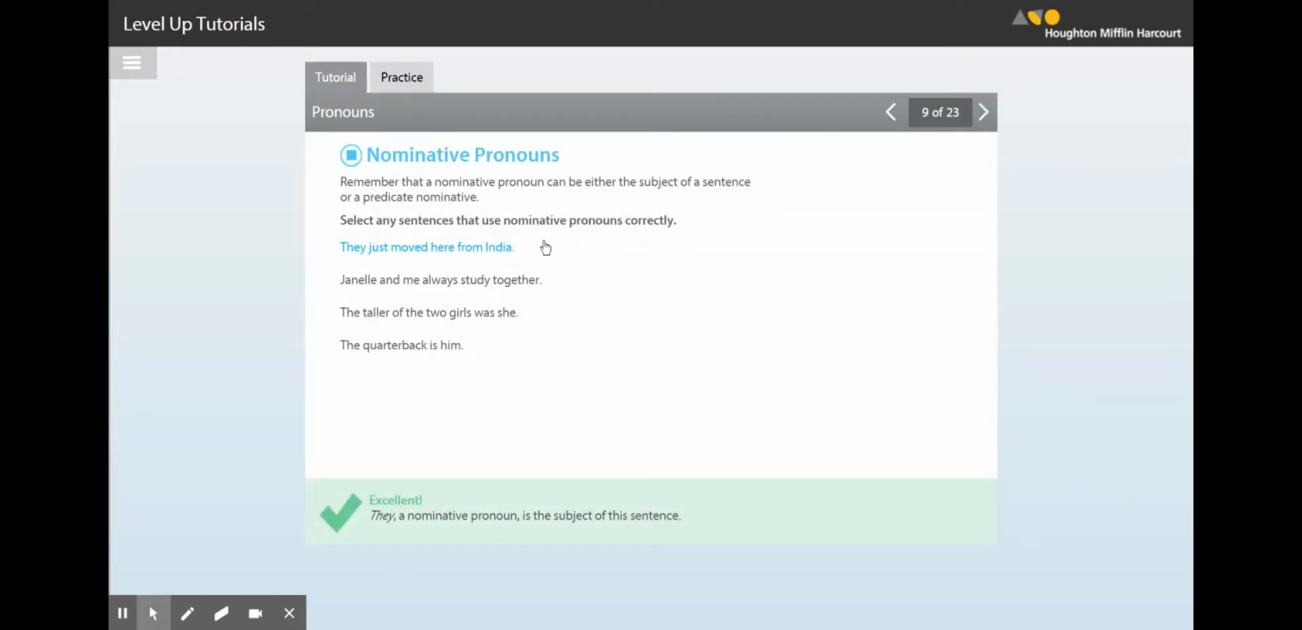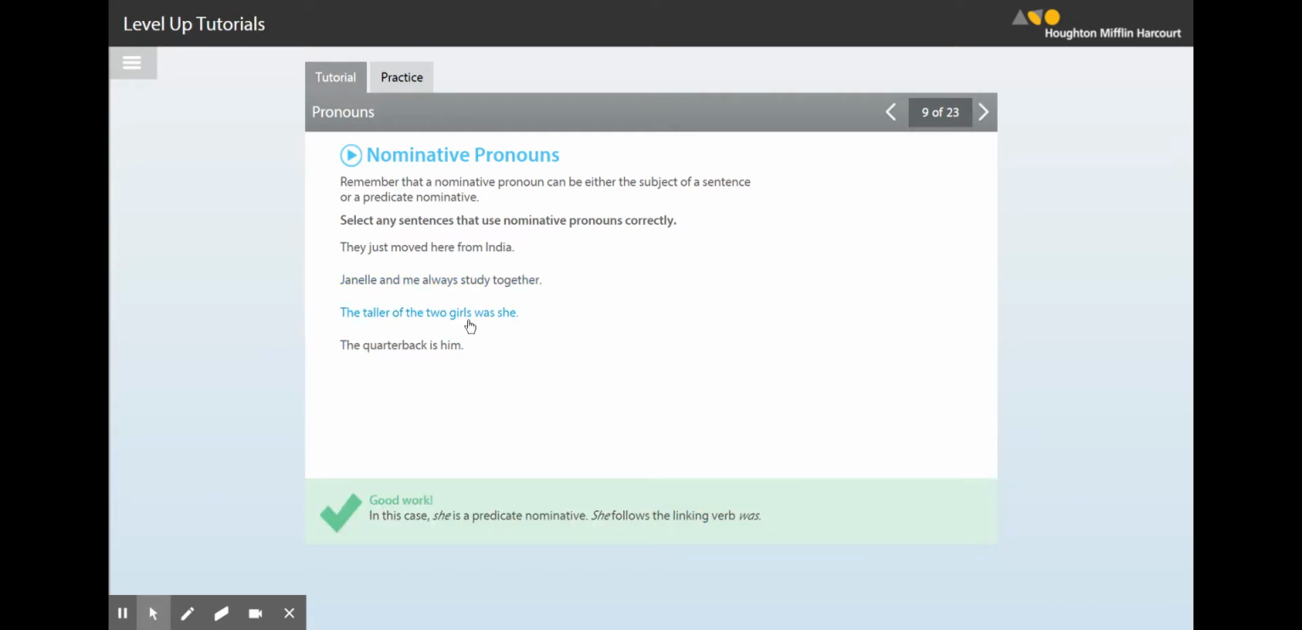Remember that a nominative pronoun can be either the subject of a sentence or a predicate nominative. So select any sentences that use nominative pronouns correctly. This sentence is being used correctly here. They just moved here from India. So they is the subject of this sentence. In this one, we do not have the pronoun being used correctly. Janelle and me always study together. In this case, I have a compound subject, Janelle and me, but it actually should be I because that's part of the subject of my sentence.